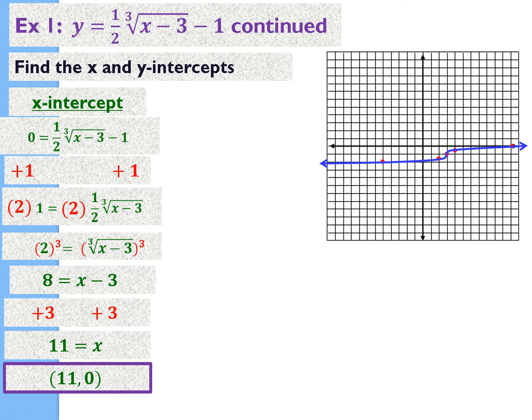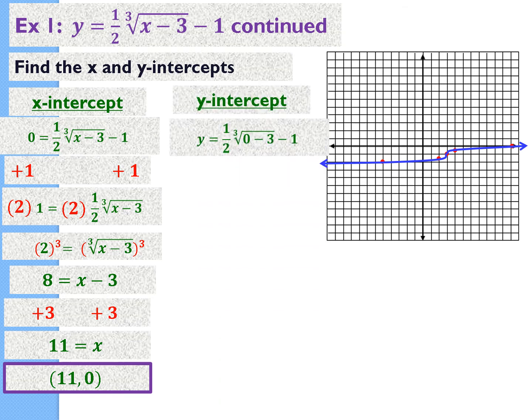Now, let's look at the y-intercept. The y-intercept is where x equals 0. So I plug in 0 for x, and I get 0 minus 3, which is negative 3. Now, there is no cube root of negative 3, and don't freak out. Remember, you can have a negative under the radical as long as the index is odd. So the index is odd, so I'm allowed to have a negative under the radical.